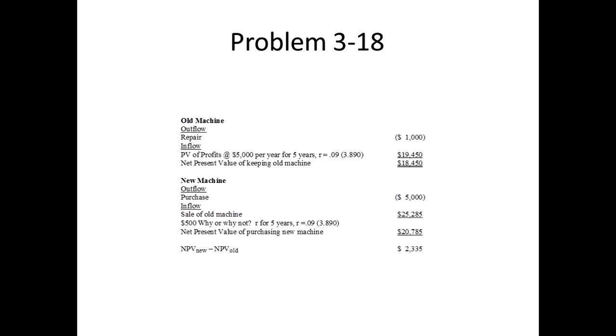So the net present value of purchasing the new over keeping the old is $2,335, and that is without looking at the tax benefits offered, because we are allowed to claim CCA on the new machine. So it looks like a positive buy signal.